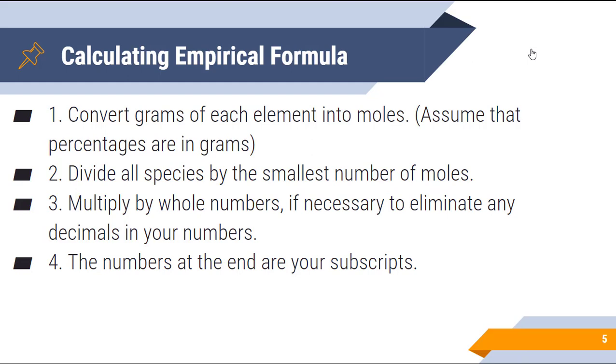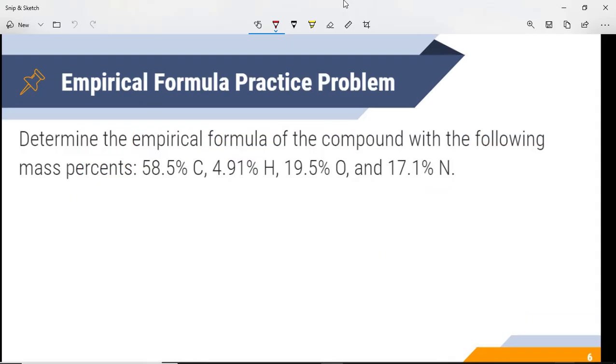Let's do a practice problem to check our work. Determine the empirical formula of the compound with the following mass percents: 58.5% C, 4.91% H, 19.5% O, and 17.1% N. So we're given percentages. The first thing we need to do is to write these in grams. So 58.5 grams of carbon, 4.91 grams of hydrogen, 19.5 grams of oxygen.